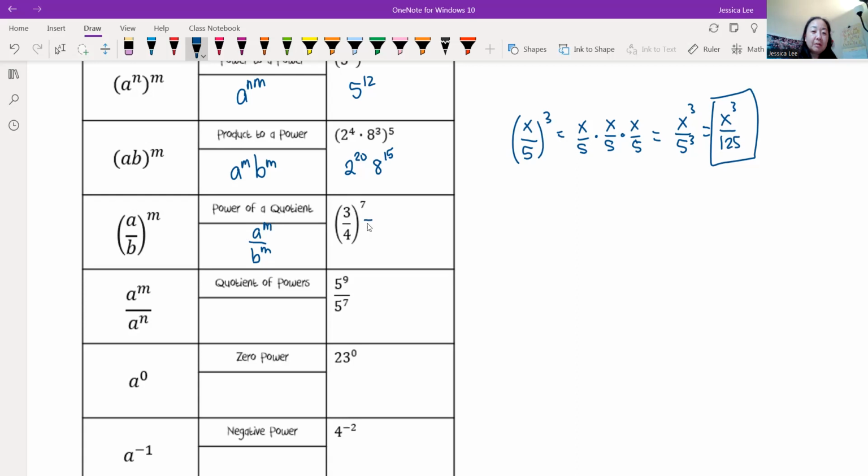All right, so this one again, how many 3s are we going to have on top? Yepper dues. We're going to have 7 3s on top. 3 times 3 times 3, 7 times. How many 4s are we going to have on the bottom? We're going to have 7 of them. Can we simplify any of that? Nope. Okay, we're just going to leave it just like that.